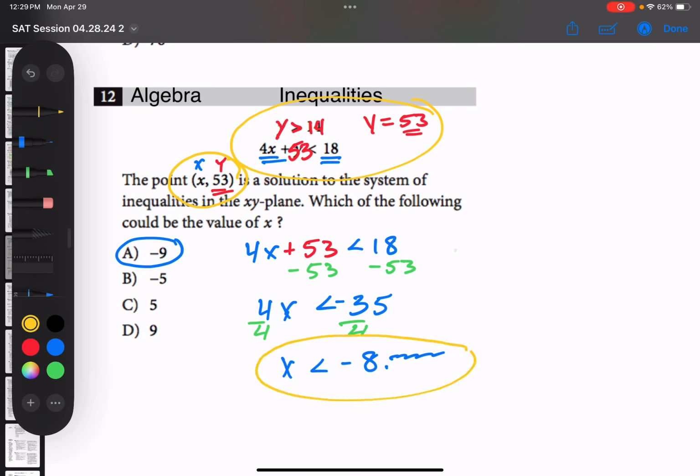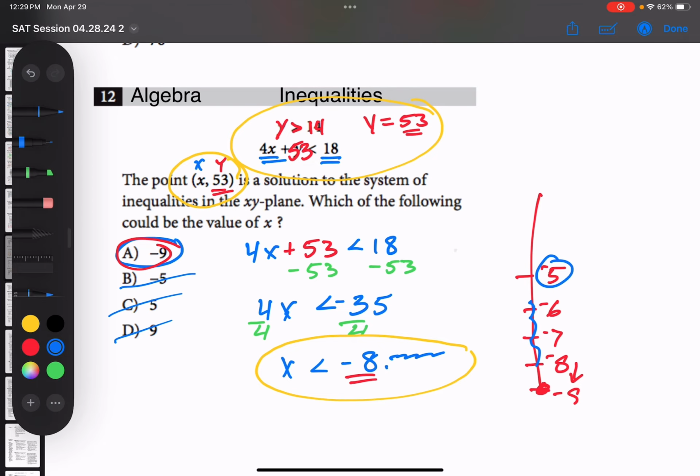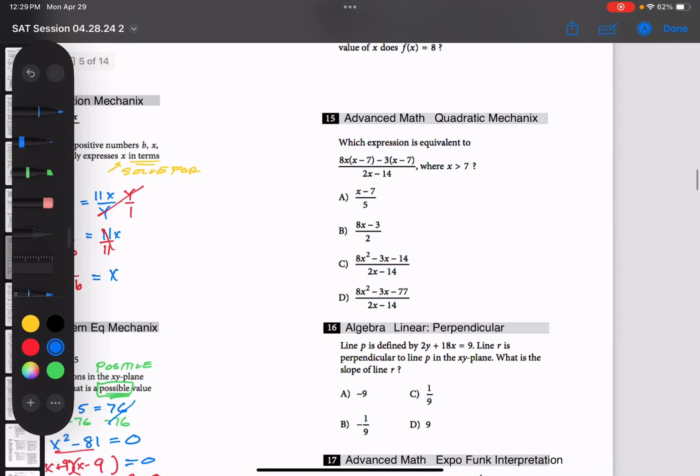Now, what is less? Remember your number lines, right? If you do have a number line, you have a negative 5, negative 6, negative 7, negative 8, and what comes after that? Your negative 9. So what's going to be less than a negative 8? It's got to be the next number down here, negative 9. It can't be negative 5 because that would be greater, climbing back up the ladder. So B cannot work and none of these guys can.